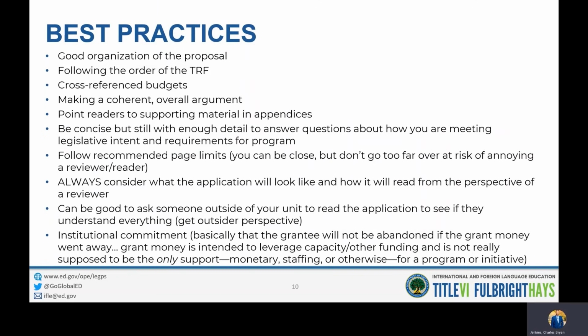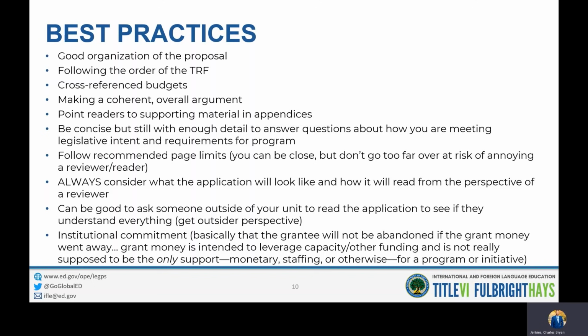We have also included an overall list of best practices that summarizes many of the points I've mentioned. I do want to draw your attention to the bullet points regarding being concise and following recommended page limits. The peer review panel is a group of vetted subject matter experts from outside of the federal government who will evaluate your grant applications using a set of criteria listed in the technical review form. Keeping that in mind, you will want to concisely describe your center or institute or program's unique characteristics in terms of mission and resources, including faculty, staff, library, information systems, outreach, and your internal and external constituencies.